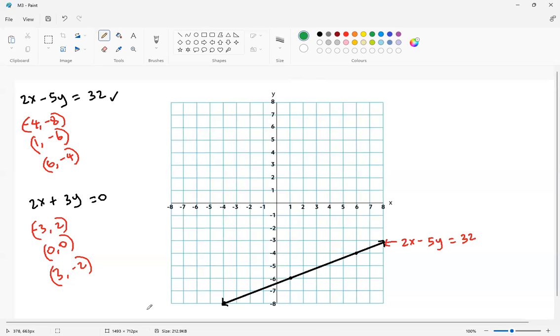We have got this one. Minus 3, 2. Next is 0, 0, which is this one. Next is 3, minus 2. This one. Okay. Minus 3, 2, 0, 0, and 3, minus 2. Let's go ahead and draw this line.